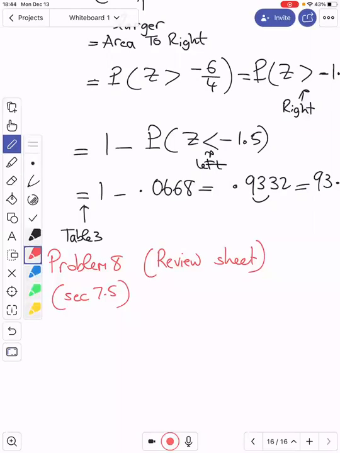So let's do the fourth question. Again, you have this variable x. So x is the time, a random variable, which represents the time it takes to do the laundry.